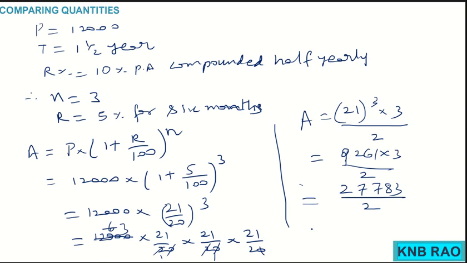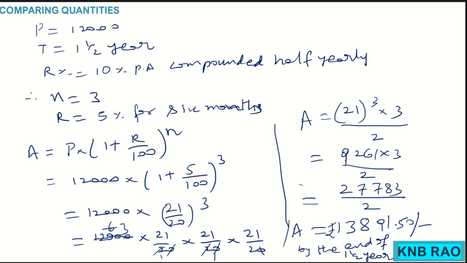where it gives 13,891 rupees 50 paise. This is amount by the end of 1.5 year. So, this is how we calculate amount by the end of 1.5 year when we are given 10% per annum compounded half yearly.